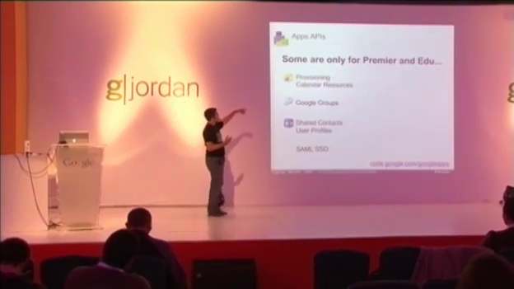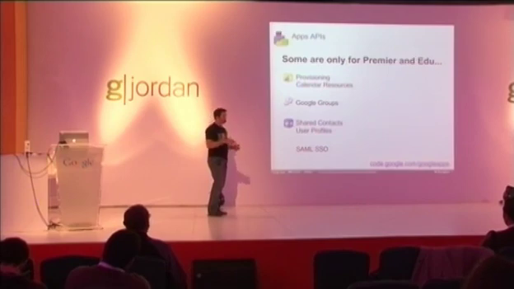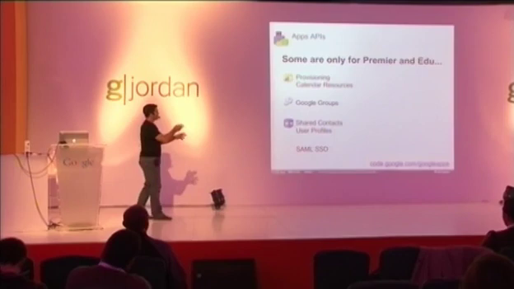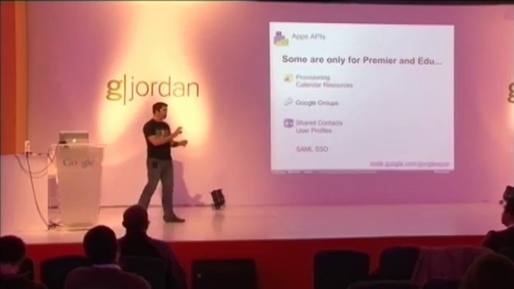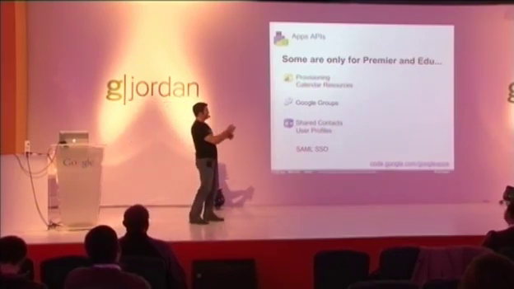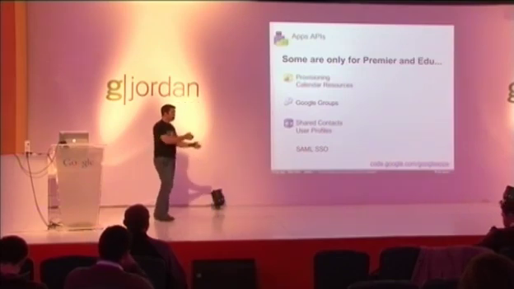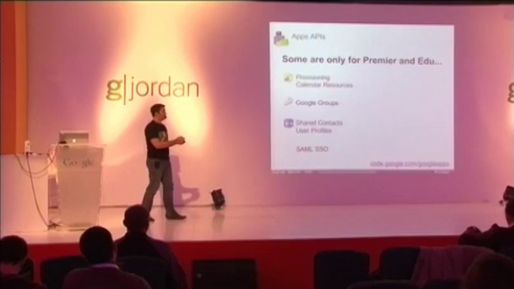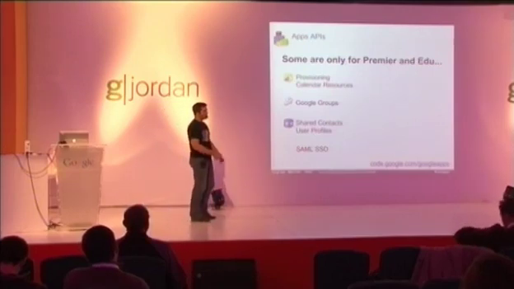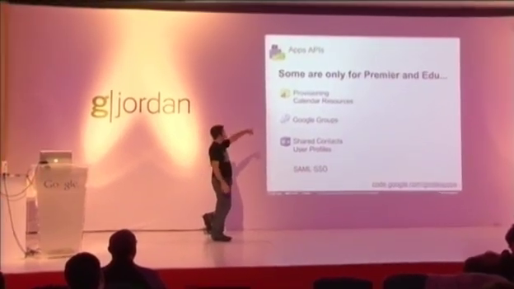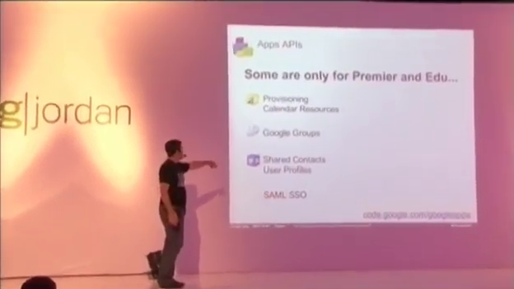Calendar resource: Premier and education customers can create rooms or projectors or bikes. You can say it's a calendar resource. So when you book a room, you can actually use Google Calendar to book it. For example, that's what we do at Google. We have this big list of rooms in Google Calendar, and you can say, oh, this one is free, I'm just going to book it to have a meeting. That's really convenient. You can create Google Groups automatically and subscribe people to them.